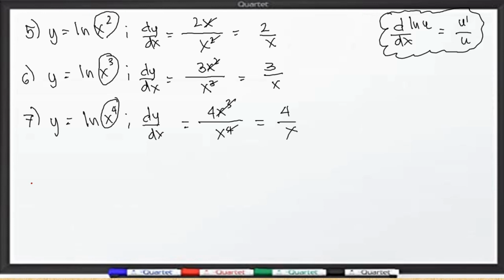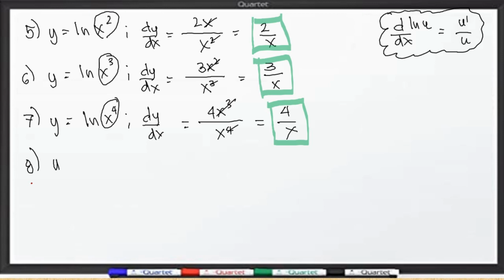Pansinin po natin kung ano ang nagiging pattern. Ano po ang nagiging pattern ng ating mga nagiging sagot? That is the exponent over the base. 2 over x, 3 over x, 4 over x. Paano po kaya kung dumating tayo sa punto na 100 yan? X to the 100. Well, your guess will be as good as mine. That will be 100 over x. Ganun pa rin po yung lalabasan, di tingnan nga po natin kung paano.